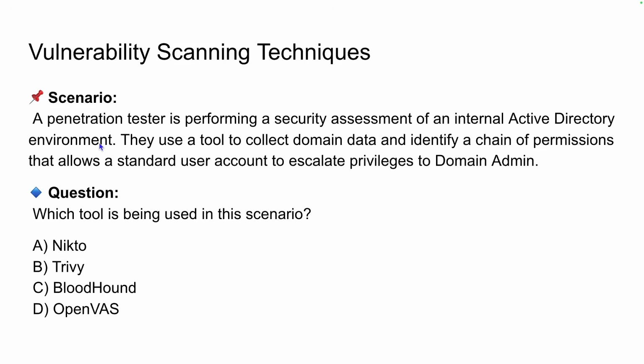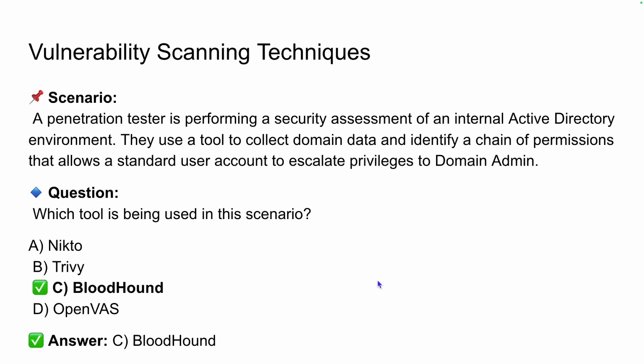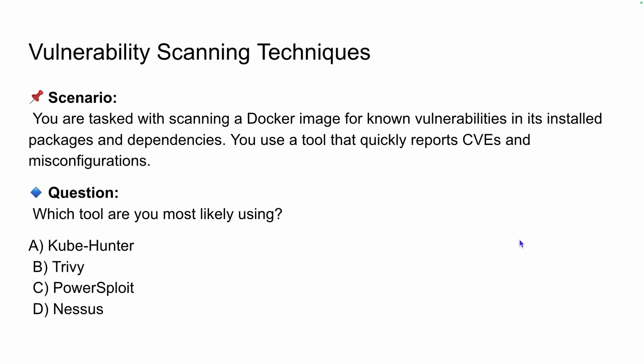Very good. Okay, so scenario: a pen tester is performing a security assessment of an internal Active Directory environment. They use a tool to collect domain data and identify a chain of permissions that allows a standard user account to escalate privileges to domain admin. They are using BloodHound, right? Nikto is a web server scanner. Trivy scans containers, right? And OpenVAS is a vulnerability scanner that can scan enterprise environments or regular environments. So the only one that actually maps a path for you to escalate your privileges is BloodHound. I love that tool. I don't think I'm ever going to forget that tool and what it does.